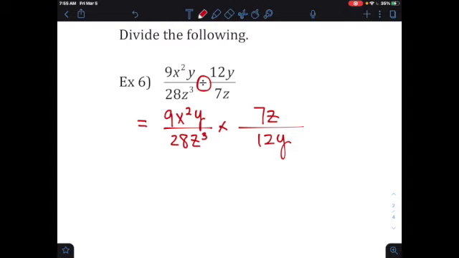And then I just start canceling because they are all multiplying between. So the 7 and 28, that gives you 4. And I should have started at the beginning.